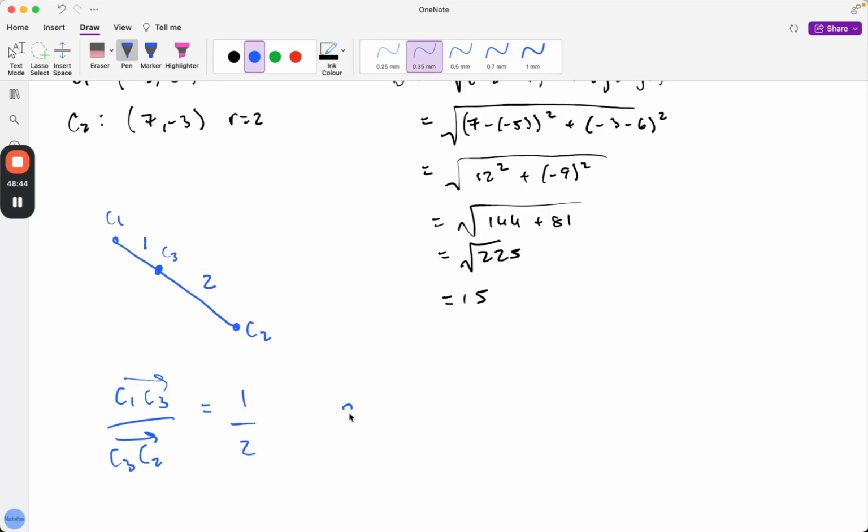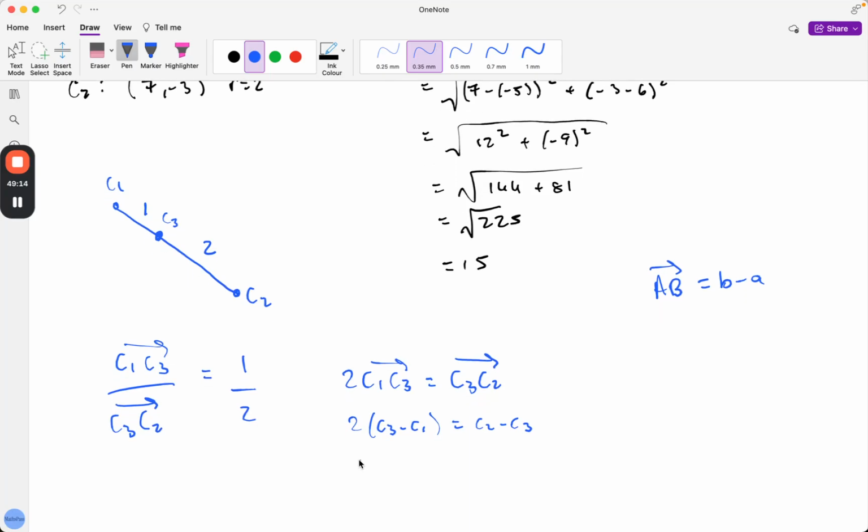And so we can cross multiply and say that 2C1C3 is equal to C3C2. From there, we can sub some stuff in, and we know that C1 to C3 is the same as C3 minus C1. And then the same over here, C3 to C2 is the same as C2 minus C3. So this is just using some vector knowledge with the fact that A to B is actually just B minus A. So I'm doing that here just with C1, C2s and C3s instead. We want to solve for C3, so I'm just going to multiply that out to get 2C3 minus 2C1 is equal to C2 minus C3.